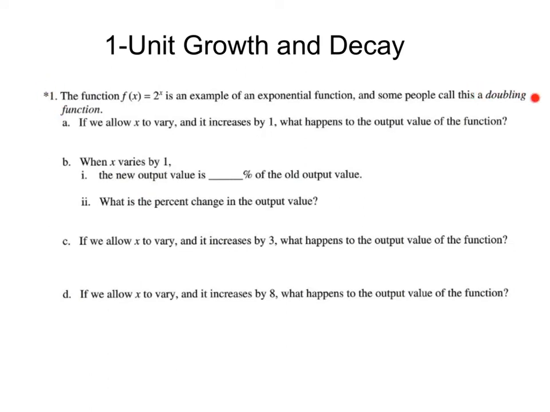As the input value, x, increases by 1, how does the output value change? For example, when x increases from 3 to 4, f of x increases from 8 to 16, because 2 to the third power is 8 and 2 to the fourth power is 16. Describe the relationship between these two outputs.